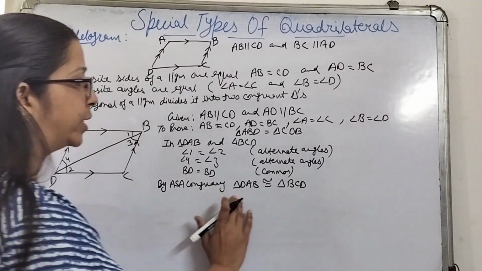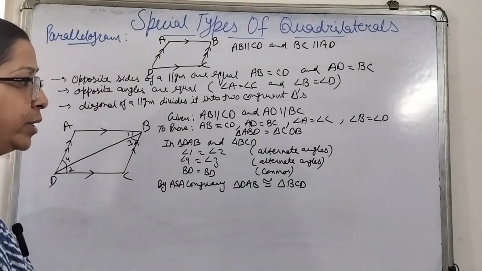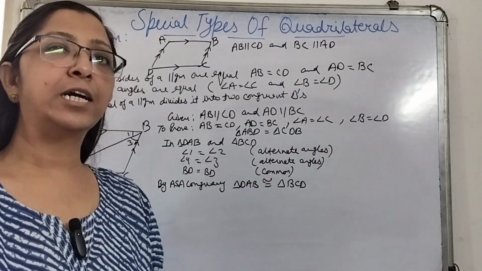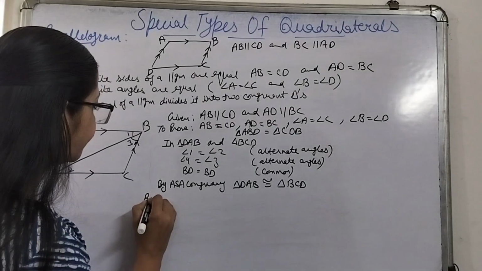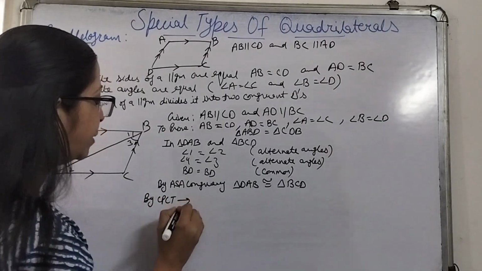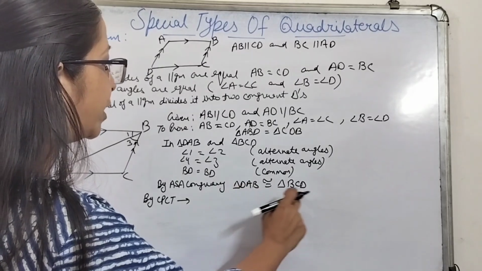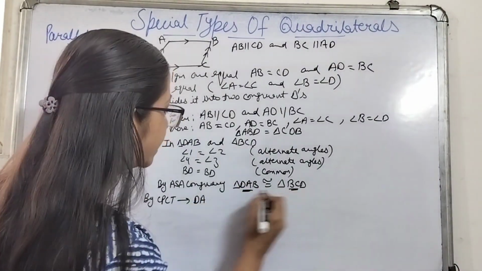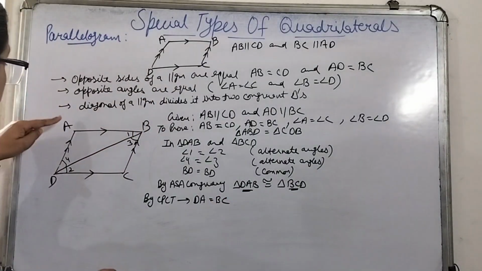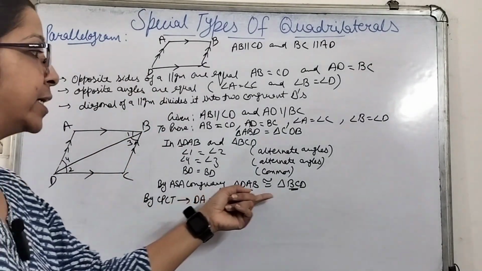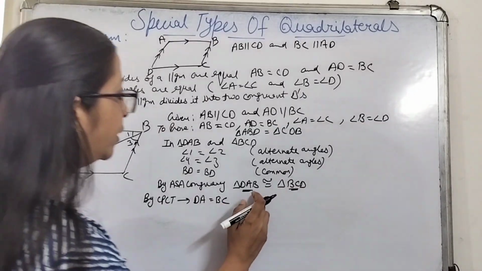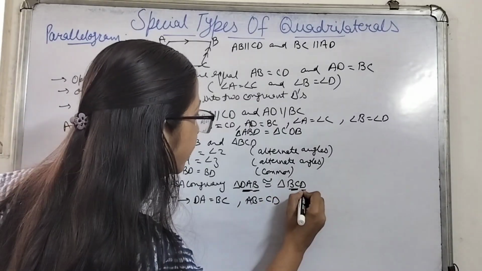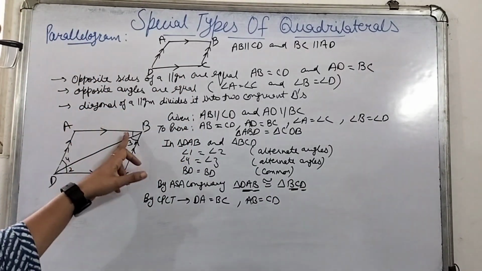So what we can see over here is that we have proved that these two triangles are congruent. Now, because the triangles are congruent, we can conclude that by CPCT, their corresponding parts will also be equal. Now the corresponding parts we can see over here. Here DA corresponds to BC. So DA will be equivalent to BC because they are the corresponding parts. Similarly, AB will be equivalent to CD. They are also corresponding parts. So AB will be equivalent to CD.